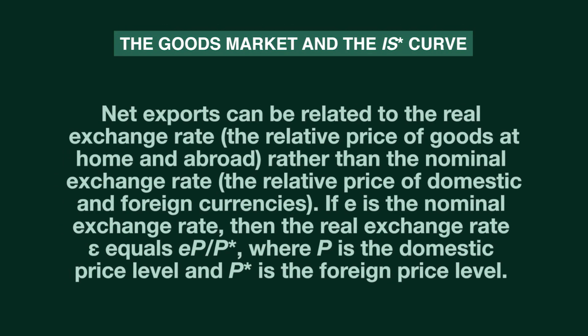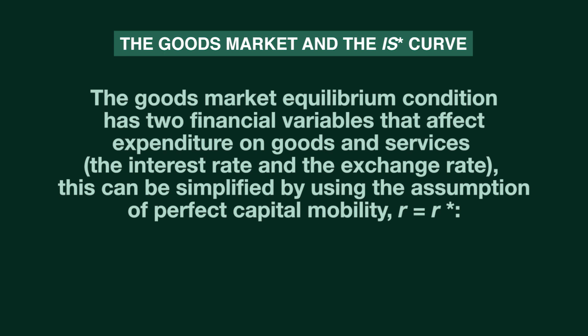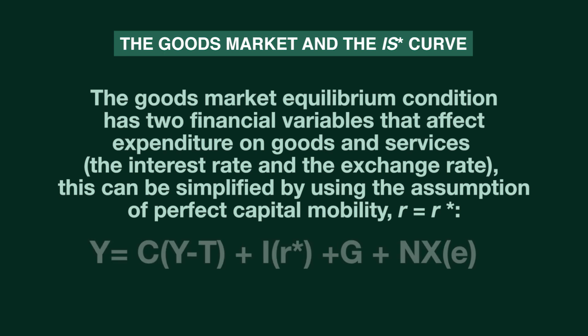Now, net export can be related to the real exchange rate in an economy, where the real exchange rate is equal to the nominal exchange rate E times P by P star. The Mundell-Fleming model assumes that prices abroad as well as in the domestic market are fixed, and that the real exchange rate and nominal exchange rate move in the same direction and in the same magnitude. Now, the goods market equilibrium condition will then be denoted for R equal to R star as this particular equation.